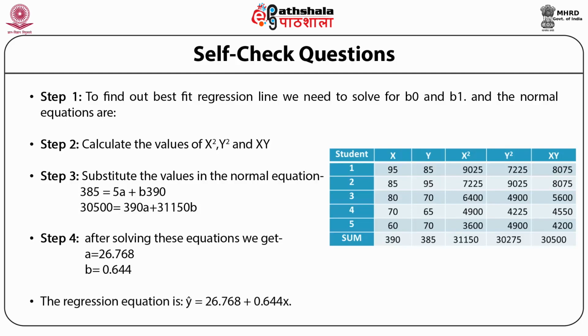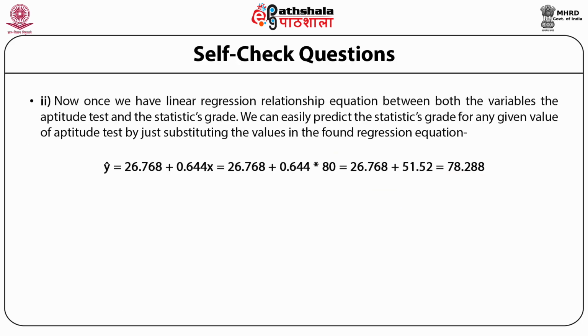So our regression equation becomes y cap equal to a plus bx, where a is 26.768 and b is 0.644, that is, y cap equals 26.768 plus 0.644x. One advantage of regression analysis is that we can predict the value of a dependent variable for a given independent variable. In the second question, we were supposed to find the value of y for the corresponding value of x, which was 80. We put x as 80, and the value of y comes out at 70.288.